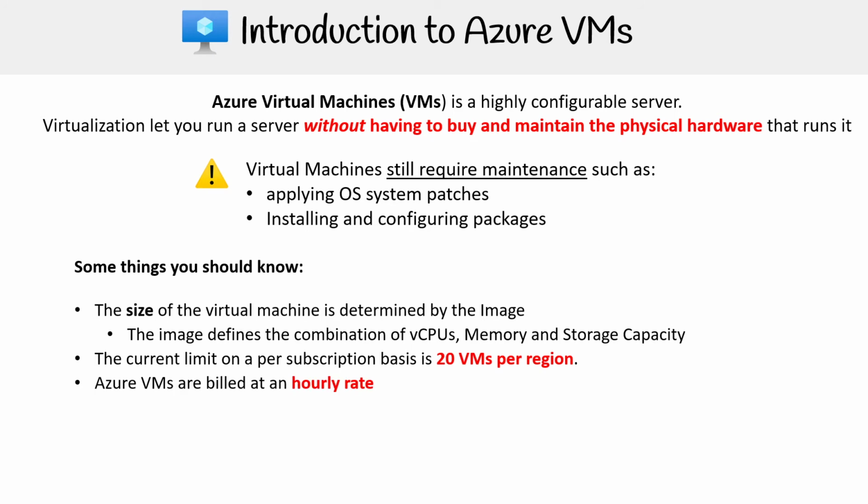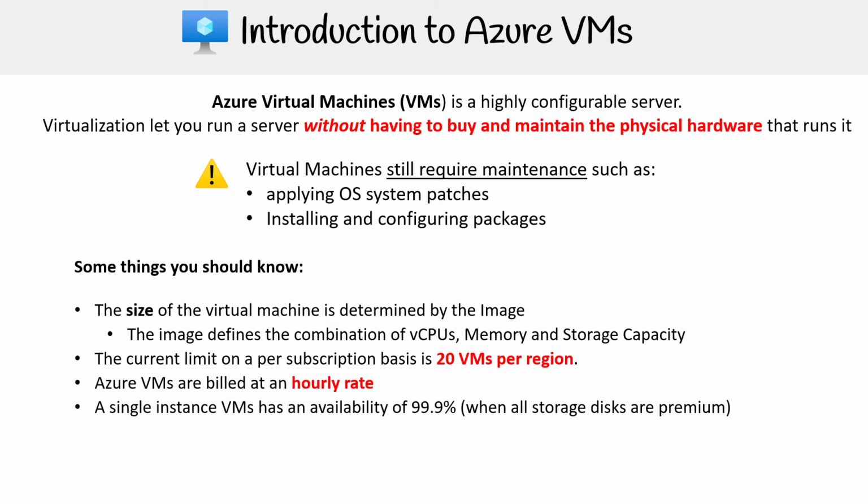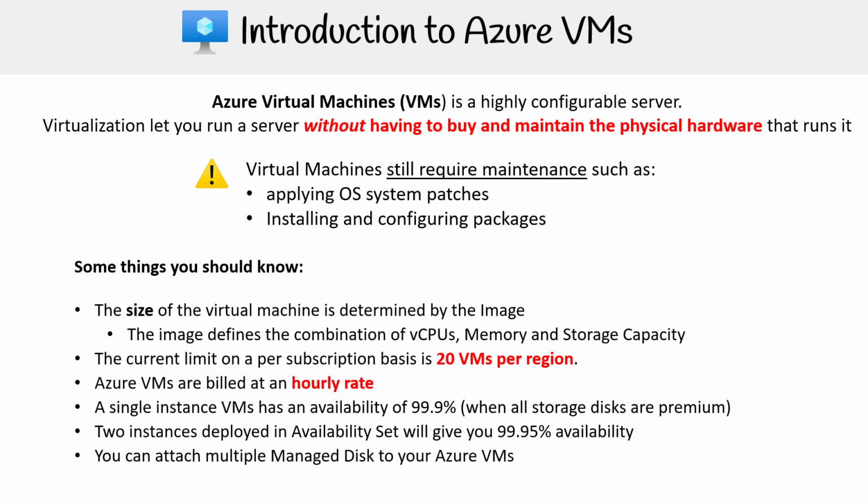Azure VMs are billed at an hourly rate. A single instance that you launch is going to have availability of 99.9% when you're using premium disk. If you have standard disk, I have no idea what it is, but it's going to be less than that. If you want 99.95% availability, you're going to have to launch 2 instances within an availability set, and you can attach multiple managed disks to an Azure virtual machine.